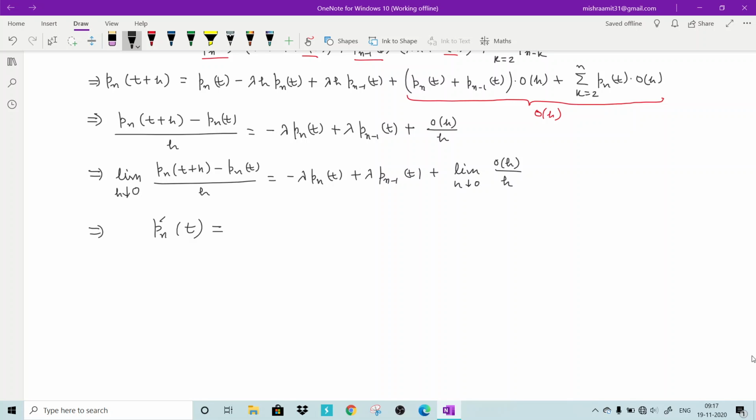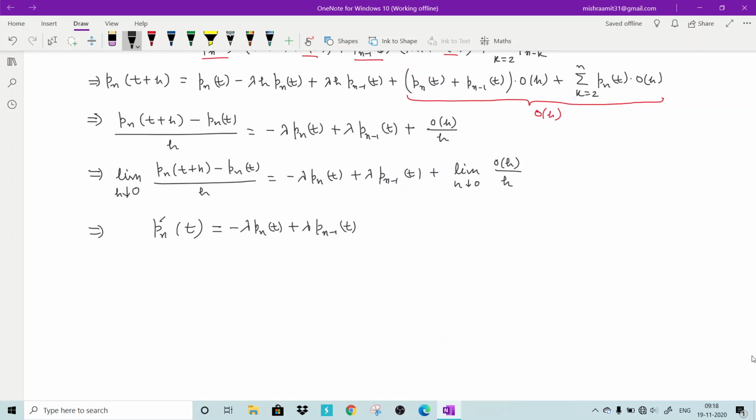And what is this? This is minus lambda Pn(t) plus lambda Pn minus 1(t). And this will be 0. In the limit as h decreases to 0, little o(h) divided by h will be 0. So again we are getting a differential equation, and we have to solve this differential equation.